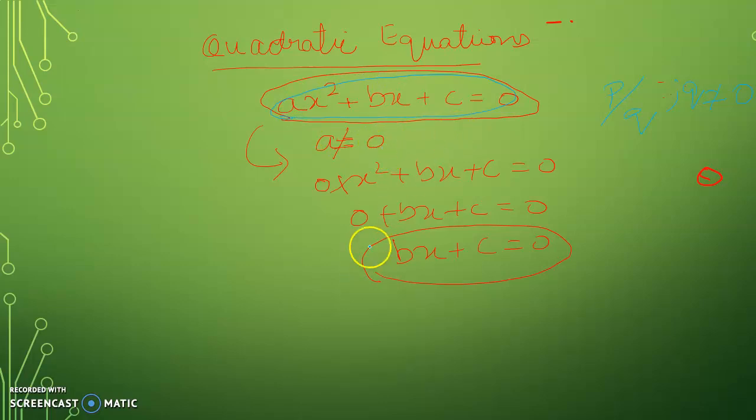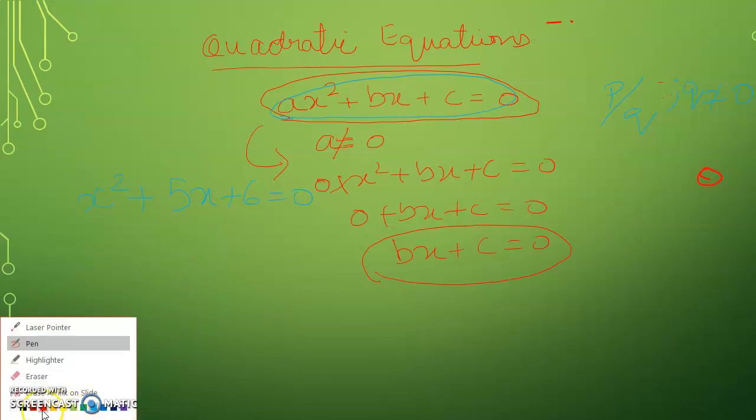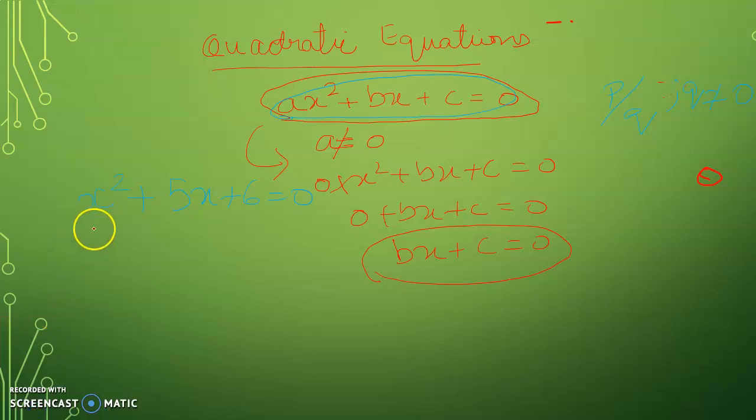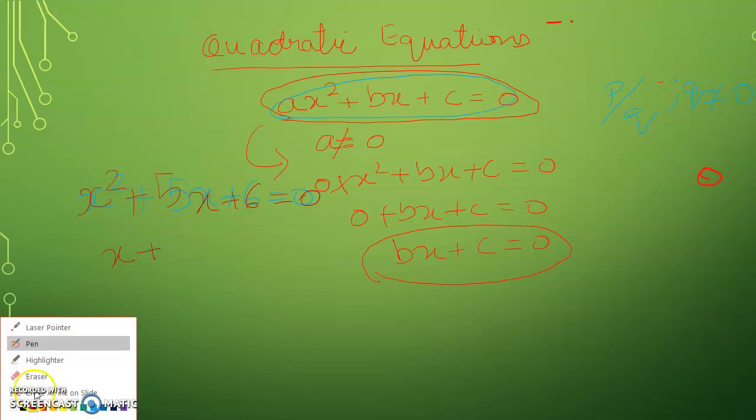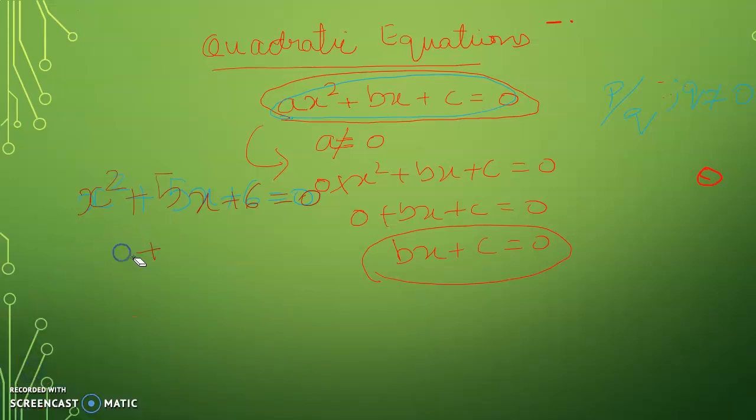Alright, example. Suppose I take this equation x square plus 5x plus 6 is equal to 0. Let me compare them. I'll teach you how to compare also first.